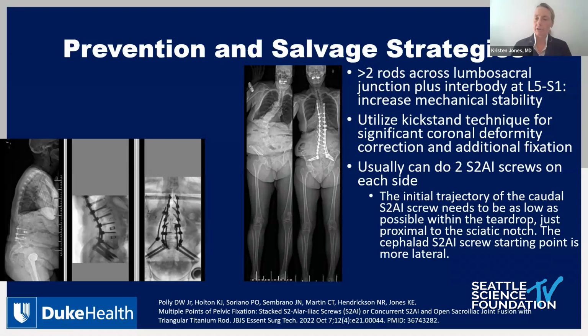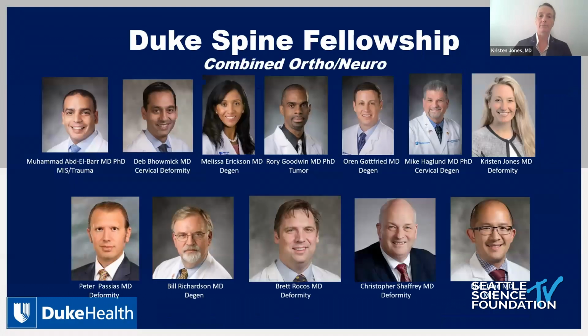Sometimes I'll leave a screw fragment in if it's across the SI joint, if I can get good iliac trajectory screws in. So it just really depends on the patient itself. And when I'm thinking about putting 2 or more S2AI screws on one side, I'll always put the caudal implant first so that I can get as low as possible across next to the sciatic notch, and then place the more cephalad implant.